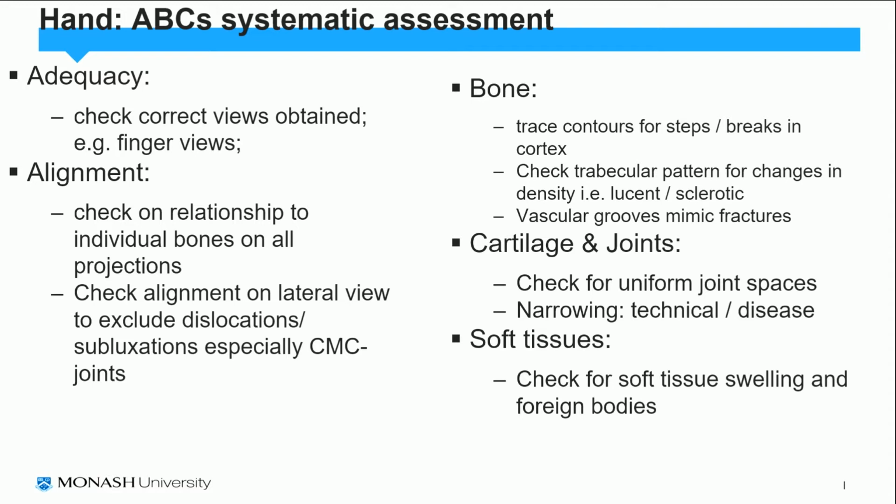It's important when you look at alignment that you check the relationship to the individual bones on all of the projections, and then on the lateral view, to be able to exclude either dislocations or subluxations, especially at the carpometacarpal joints. With the bone, once again, trace contours for any steps or breaks in the cortex, and then check the trabecular pattern for changes such as lucent or sclerotic changes.